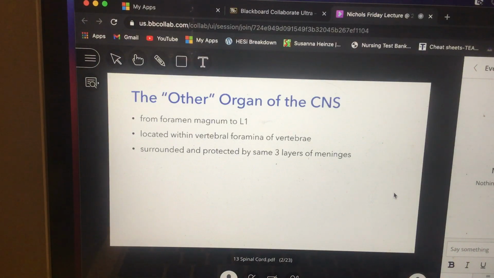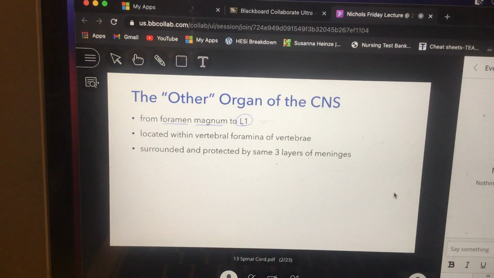So the spinal cord begins officially at the big hole. That's the term, foramen magnum, the hole that is big, the large hole in the base of the skull. And it begins there and goes all the way down to about lumbar 1 vertebra.